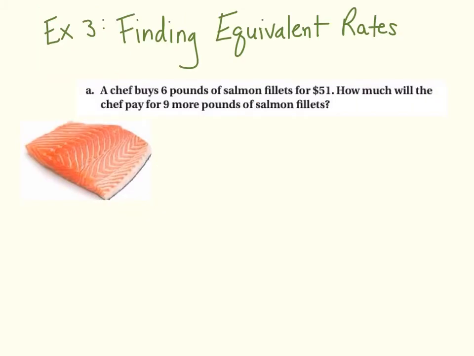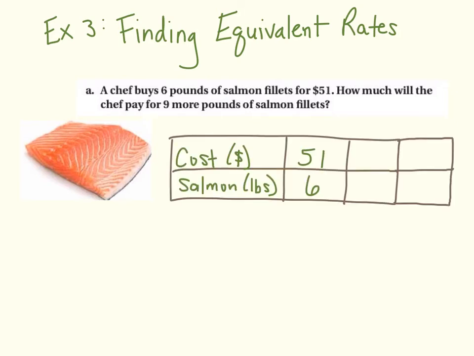In example 3, we're going to be finding equivalent rates, and the problem that we're working with says a chef buys 6 pounds of salmon fillets for $51. How much will the chef pay for 9 more pounds of salmon fillets? And again, we're going to work with a ratio table here to help find some of those equivalent rates.